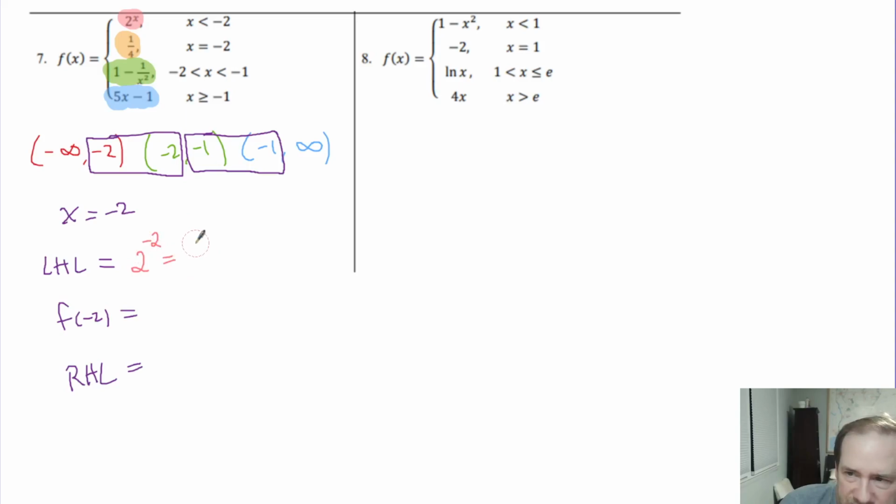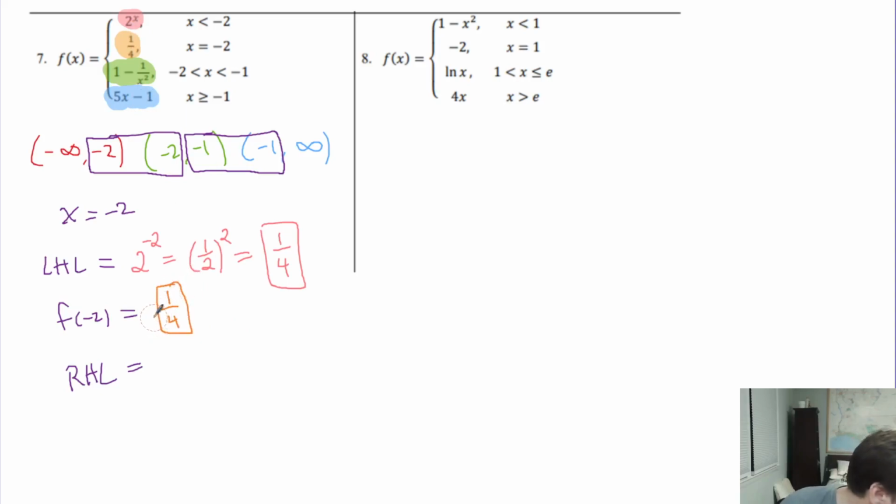When you have a negative exponent, that asks you to take the reciprocal of the base, my bad. So that means we're now just doing 1/2 to the power of 2. That gives 1/4. So your left-hand limit is 1/4. The value of the function, oh, would you look at that? It's 1/4. So I'm starting to think maybe, just maybe, we're continuous.